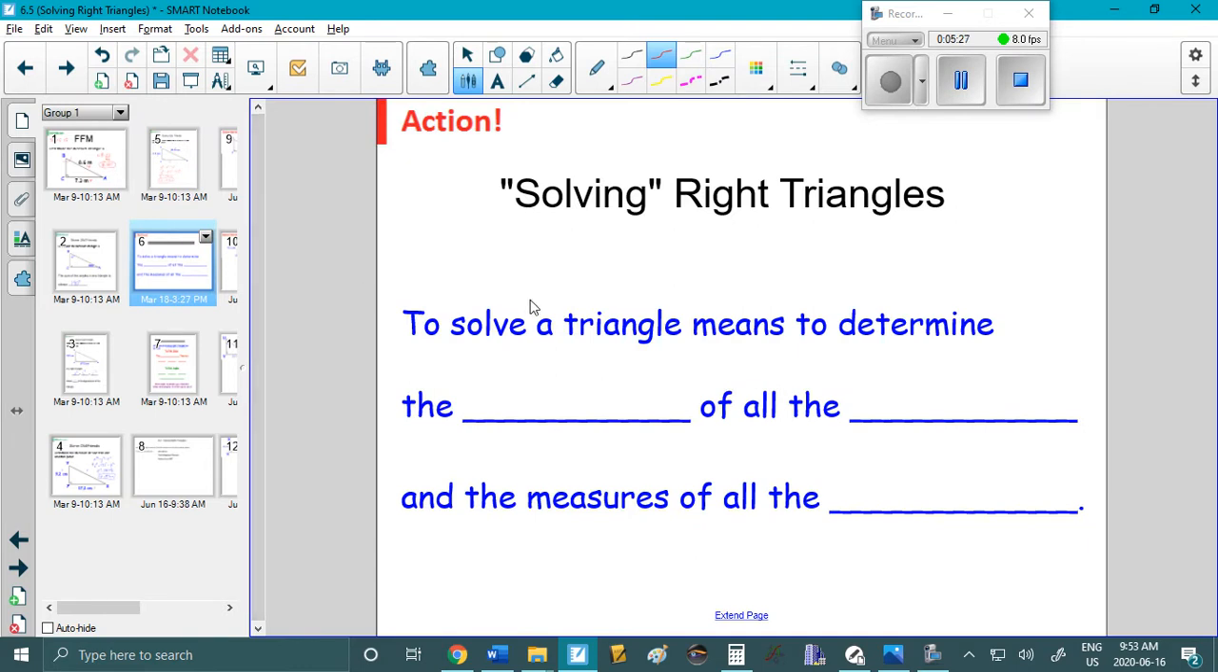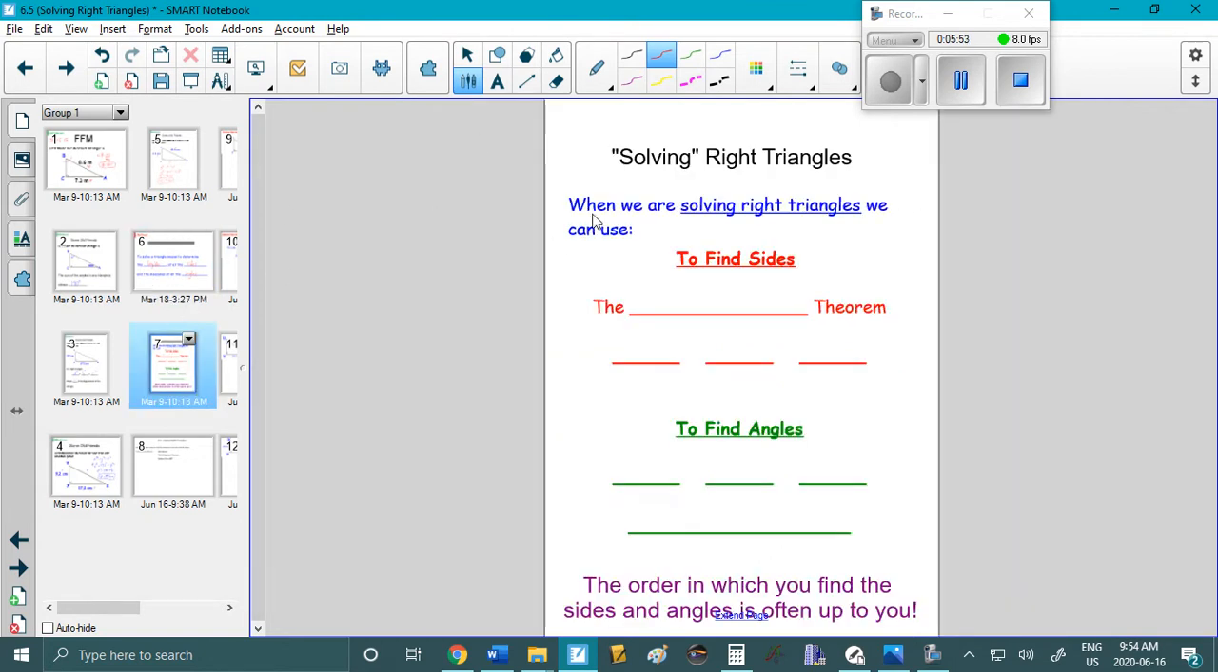To solve a triangle means to determine the lengths of all the sides and the measures of all the angles. And what you're going to find today is that there are a ton of different ways to do any of these problems. So you're going to have a lot of choice, and you're just going to do whatever makes the most sense to you. I'm going to show you the way that I do it, but again, the choice is yours.